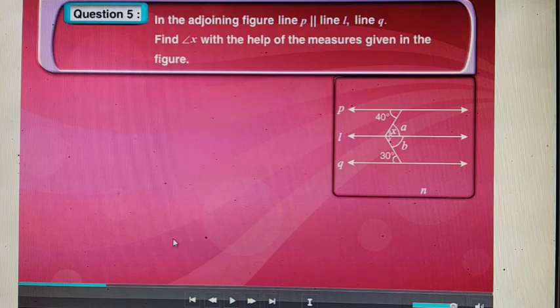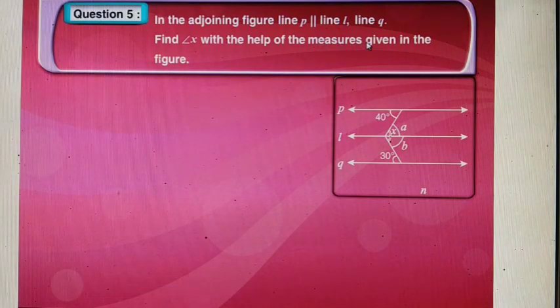Question number 5. In the figure, line P is parallel to line L, line Q. Find angle X with the help of the measures given in the figure. Here you can see there are three parallel lines: line P, line Q, line L. Okay. And here this angle is given 40 degrees and this angle is given 30 degrees. And here you can see this full angle is named angle X, and this half angle is given the name A, and this half angle is given the name B. Okay, now let's start the solution.